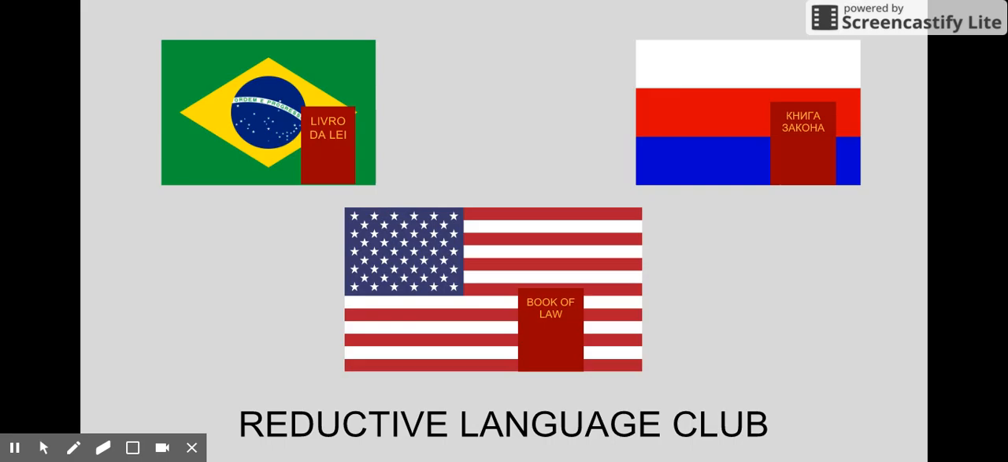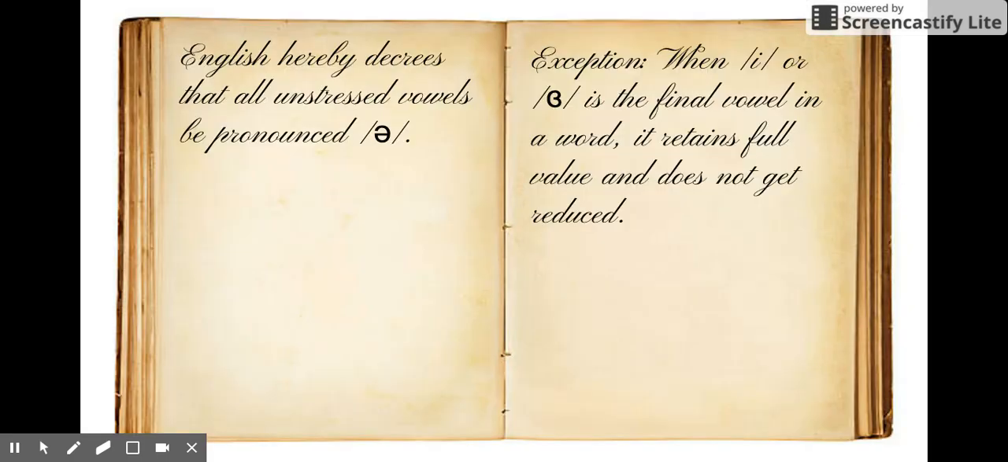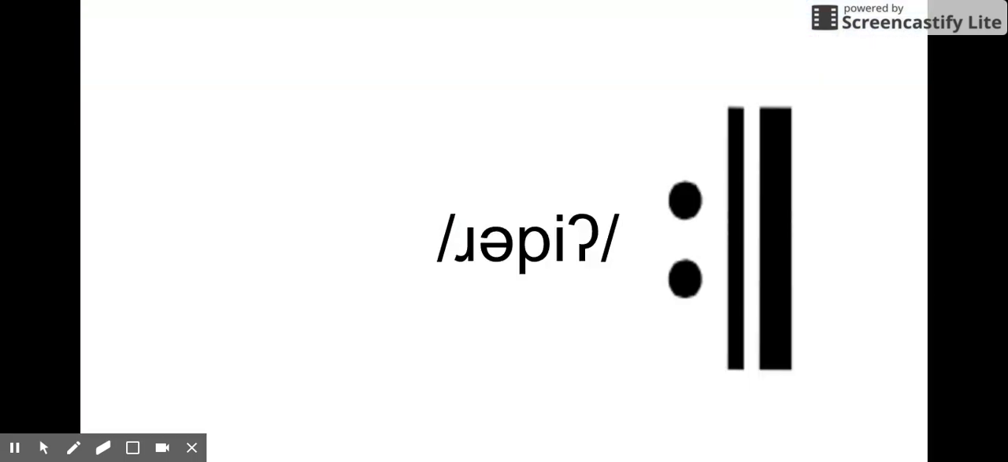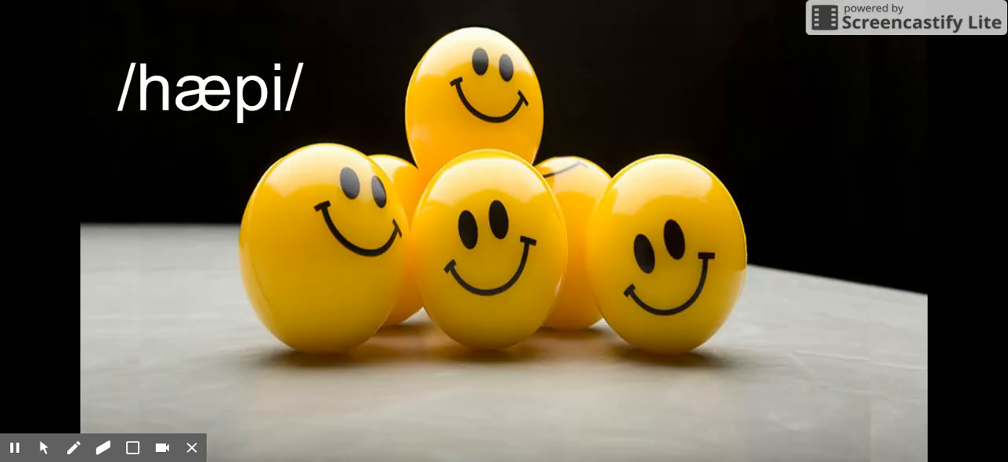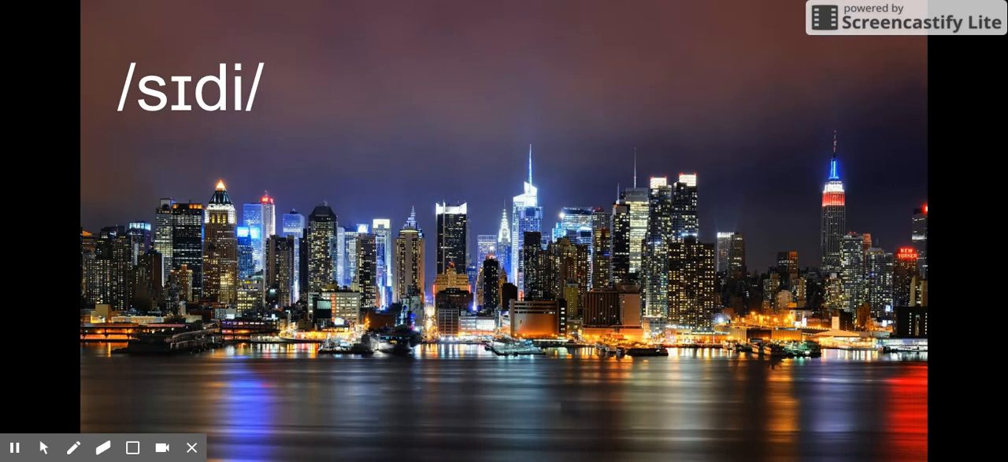The exact rules governing the process of vowel reduction vary depending on the language, but how they work in English is that all unstressed vowels get reduced except for E and O phonemes when they're the last vowel in a word. For some examples of this, island and repeat have their unstressed syllables reduced, while in the words happy and city, the E at the end of each word retains its full value and is still pronounced E.